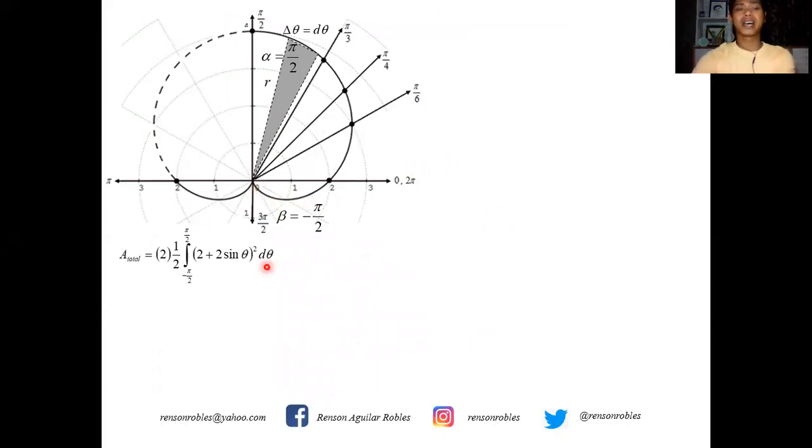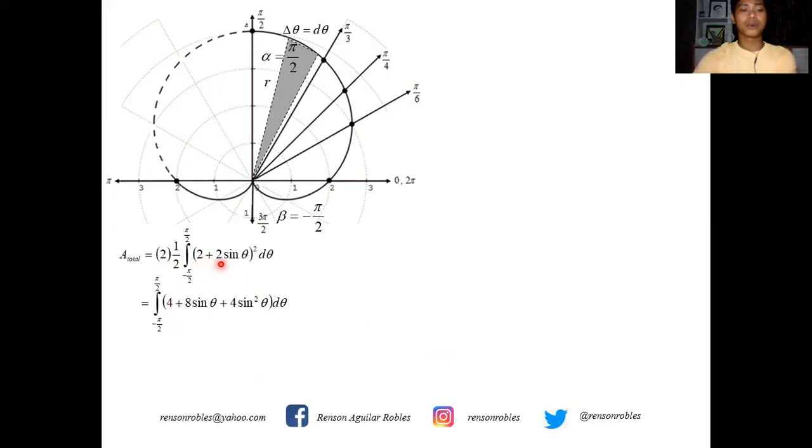Okay, so the total area is equal to 2 times 1/2, because the area of this particular region is the same as the area of this particular region. So that's 2 times 1/2 integral of (2 plus 2 sine theta) squared d theta evaluated from negative pi over 2 to pi over 2. So simplifying, 2 times 1/2 is 1, and then we just expand this. So (2 plus 2 sine theta) squared is equal to 4, the square of the first, twice the product of the first and the second.